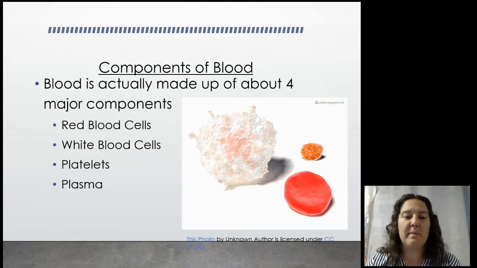The blood is actually made up of about 4 different components. One is red blood cells, the second is white blood cells, the third is platelets, and the fourth is plasma. Now, red blood cells and plasma are the 2 largest components of our blood, and white blood cells and platelets make up a much smaller component.